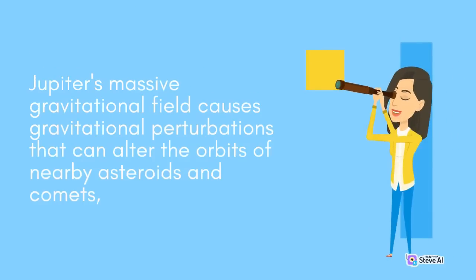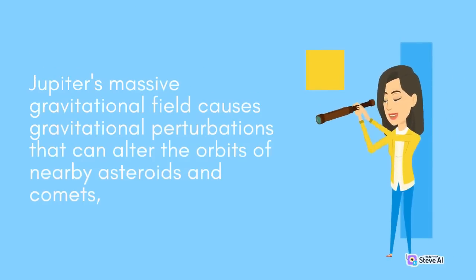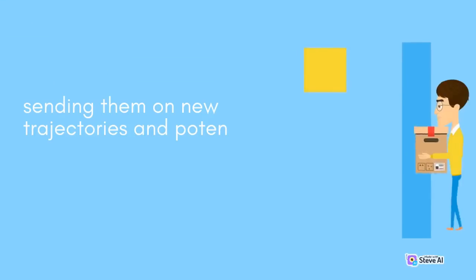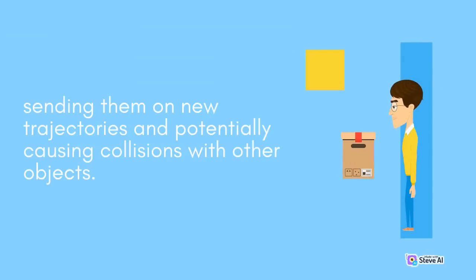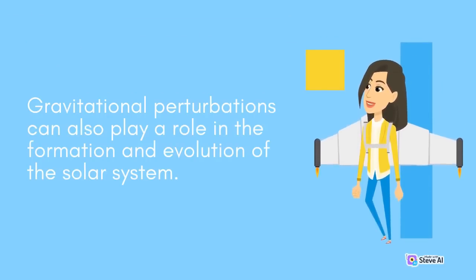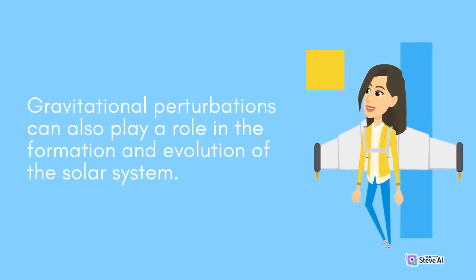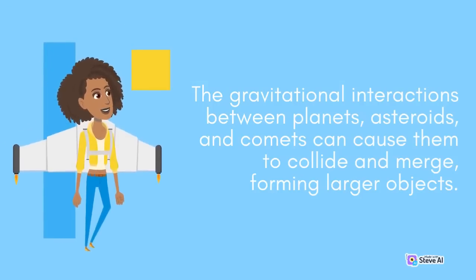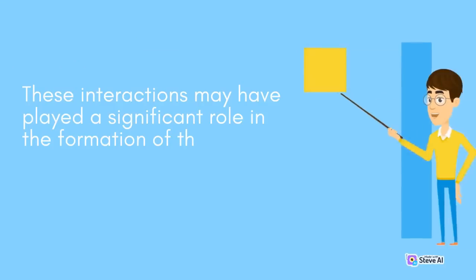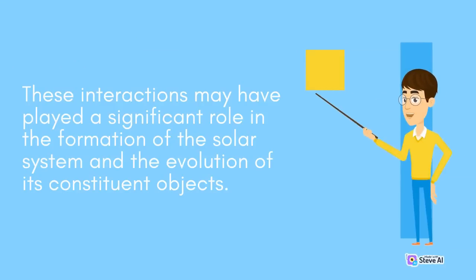Jupiter's massive gravitational field causes gravitational perturbations that can alter the orbits of nearby asteroids and comets, sending them on new trajectories and potentially causing collisions with other objects. Gravitational perturbations can also play a role in the formation and evolution of the solar system. The gravitational interactions between planets, asteroids, and comets can cause them to collide and merge, forming larger objects. These interactions may have played a significant role in the formation of the solar system and the evolution of its constituent objects.